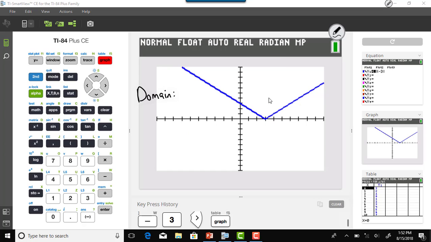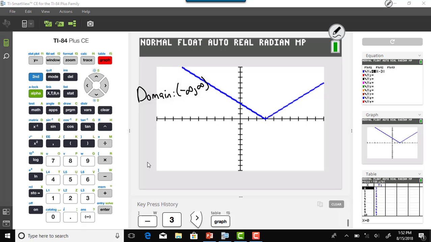Don't get confused between domain and range. We're looking at domain, so my graph goes all the way down the x-axis in the negative direction. Looking at my y values, it does follow the x-axis all the way down the negative direction, comes all the way up to where it turns here at 3, and then goes all the way in the positive direction as well. So my domain is negative infinity to positive infinity.